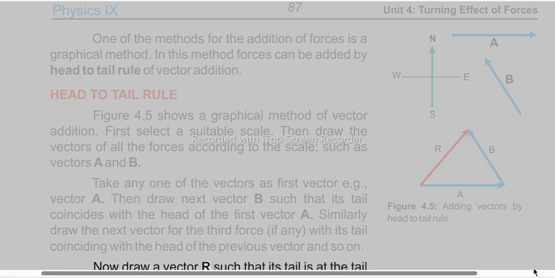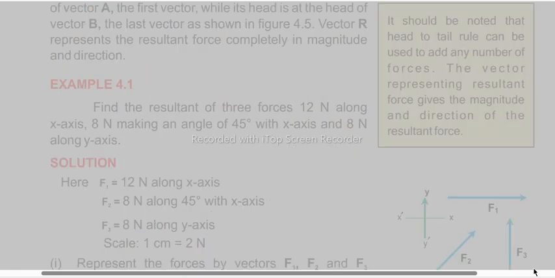Now draw a vector R such that its tail is at the tail of vector A, the first vector, while its head is at the head of vector B, the last vector, as shown in figure 4.5. Vector R represents the resultant force completely in magnitude and direction.